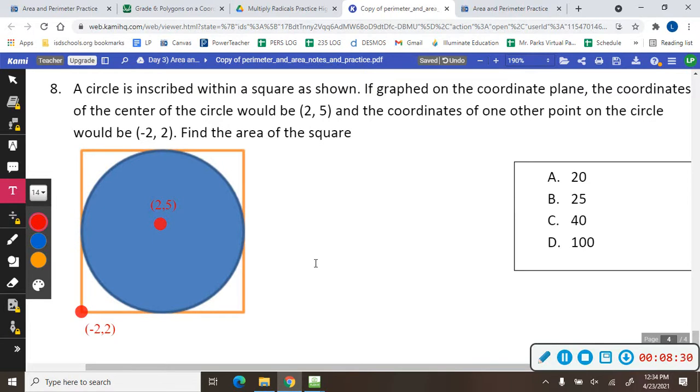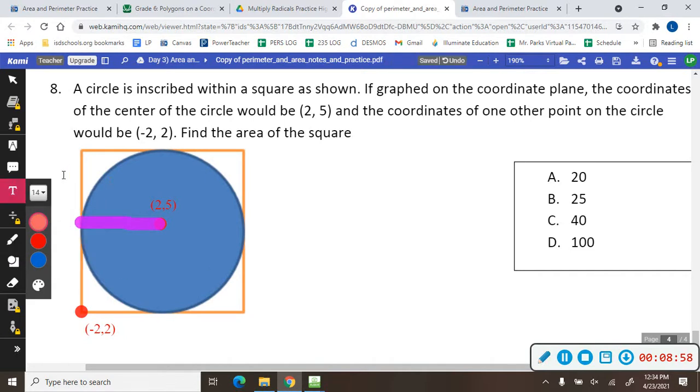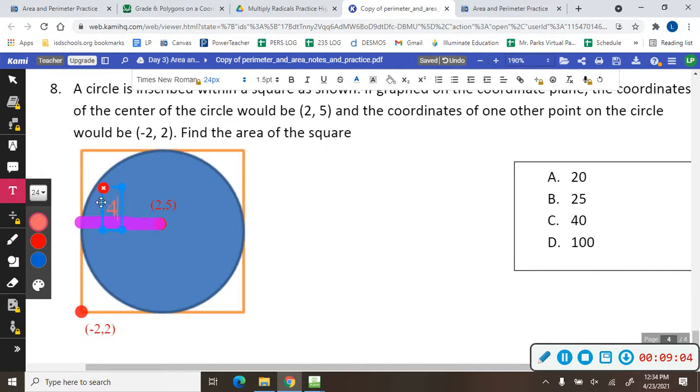Find the area of the square. Well, what I know now, looking at this, is if that's 2 and that's negative 2, that distance would be 4. So from here to here, that's going to be 4, because you're going from 2 to negative 2. So that's 4.